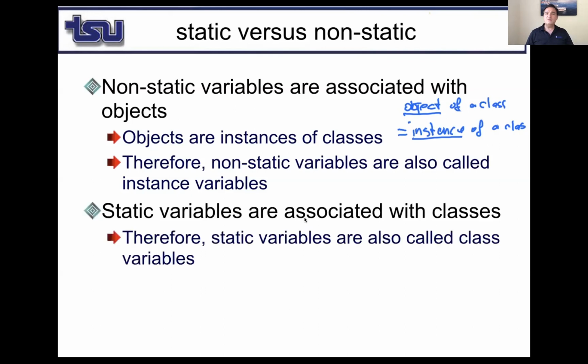However, static variables are associated with classes. As I said, no matter how many objects you have, you will only have a single copy. They are not associated with objects. And therefore, static variables are sometimes called class variables, okay? Just to emphasize, non-static variables are instance variables. Static variables are called class variables, okay?